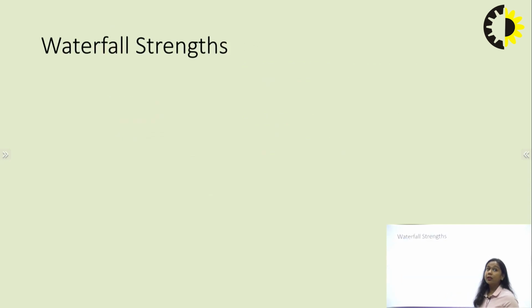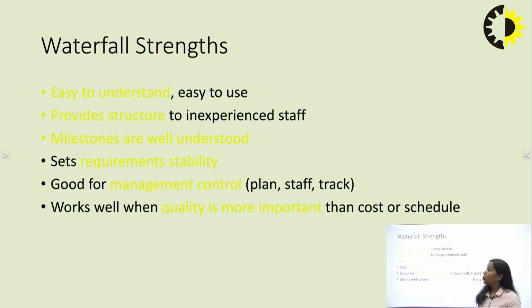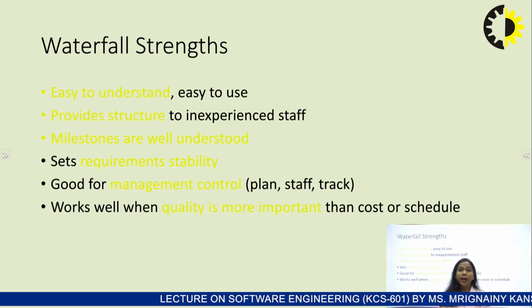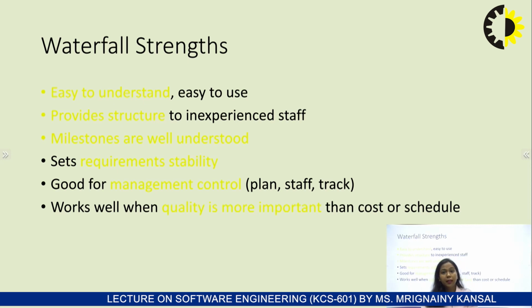The next one is the waterfall strengths. Strength means what advantages we get from the waterfall model. First of all, it is easy to understand. It is very easy because the steps are very clear. Once you take the requirement, then you design it, then you implement it, then you test it and move it into the market and install it. And the maintenance phase will go on day by day.